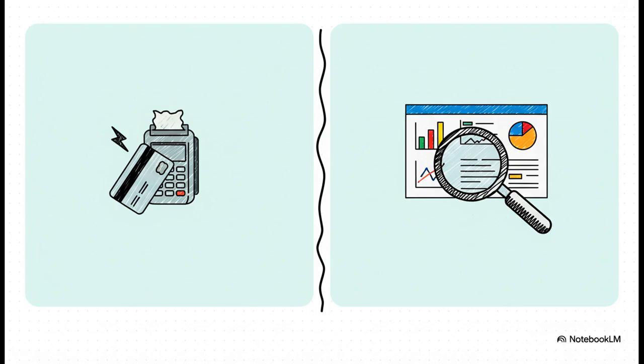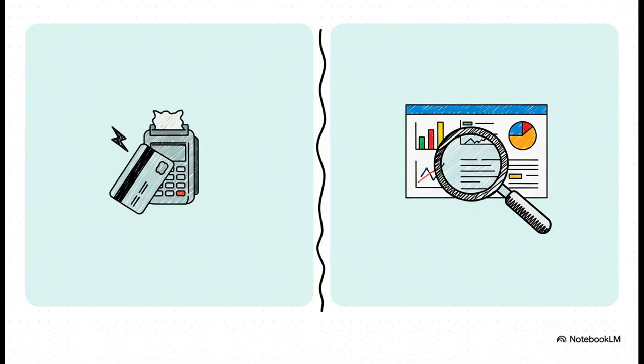So, to get the solution, we first have to understand that there are really two different worlds when it comes to data. In one world, you've got the systems that run the daily business. Think of a cash register or an ATM. They're called OLTP systems, and they are built to do one thing really well: write data, fast, one transaction at a time. But in the other world, you have systems built for analysis.